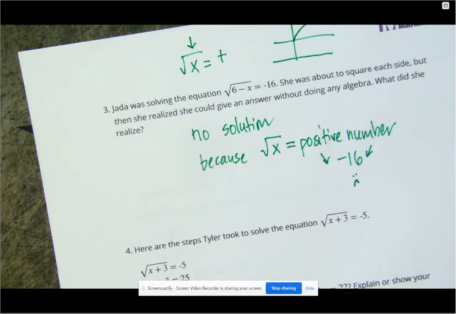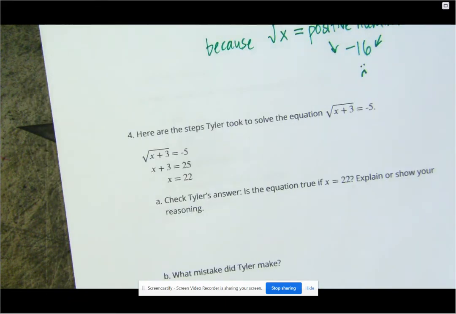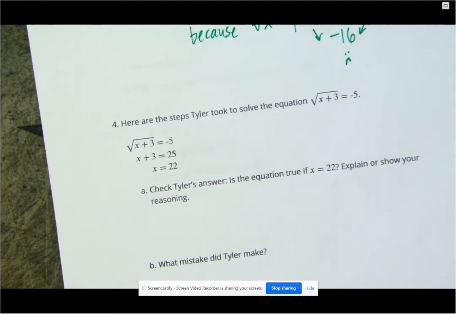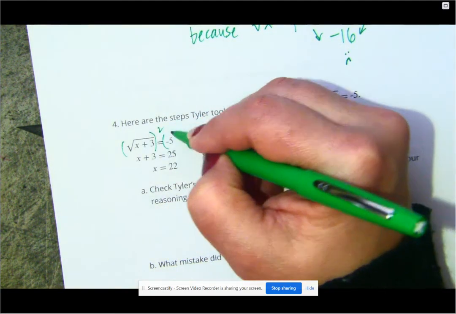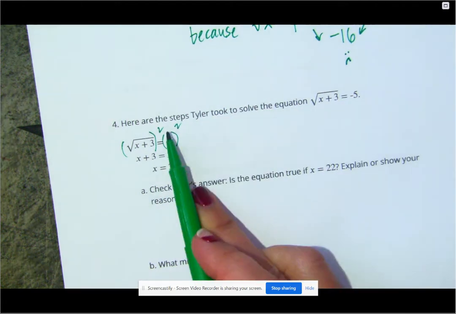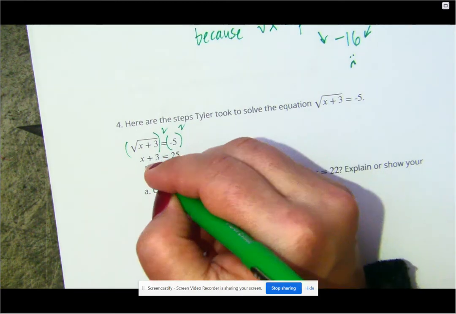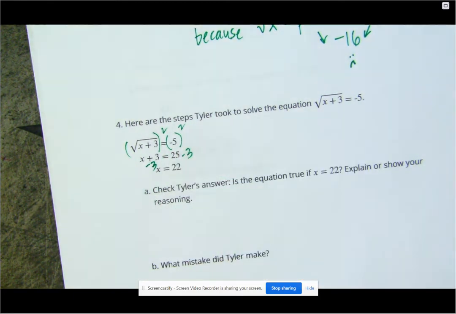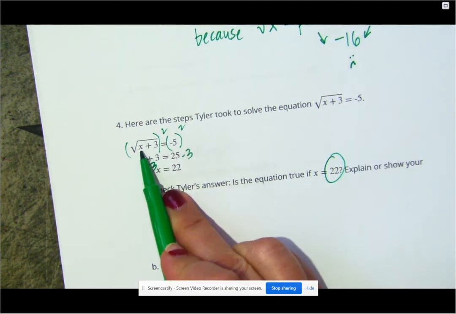All right, number 4. Here are the steps Tyler took to solve the equation, the square root of x plus 3 equals negative 5. So let's see what he did. I can see that he squared this side and he squared this side. That leaves me with x plus 3, 25, and then subtracted 3 and gets 22. Check Tyler's answer. Is the equation true if x equals 22? Explain or show your reasoning. So we're going to take this 22 and we're going to plug it right here.